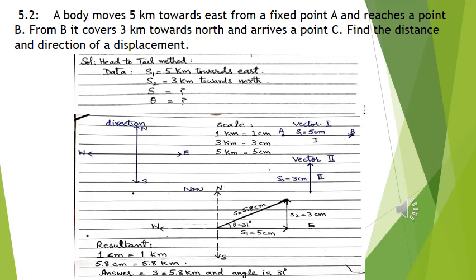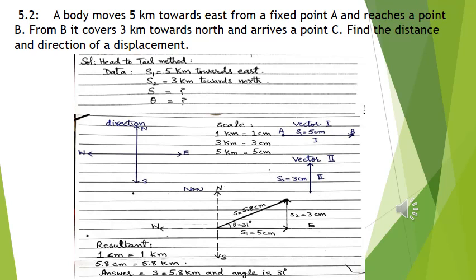It is 31 degrees. Now our answer is resultant because we have taken 1 kilometer is equals to 1 centimeter. Now convert back this centimeter into kilometers. 5.8 centimeter will become 5.8 kilometer. So our answer is S is equals to 5.8 kilometer and angle is 31 degree.